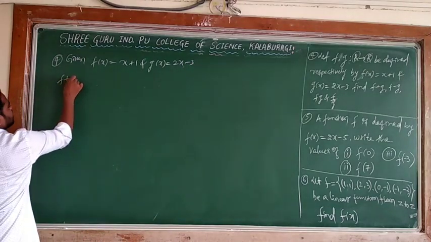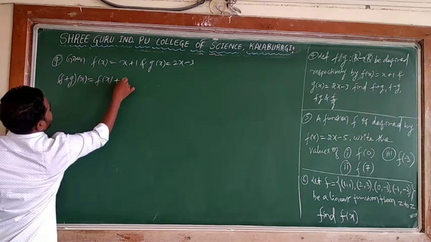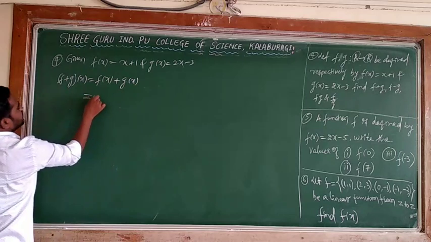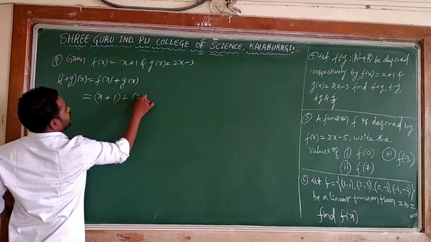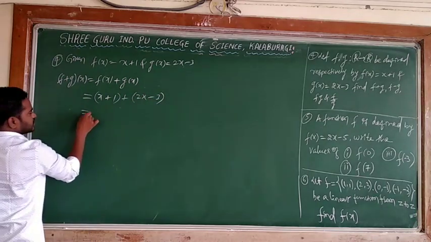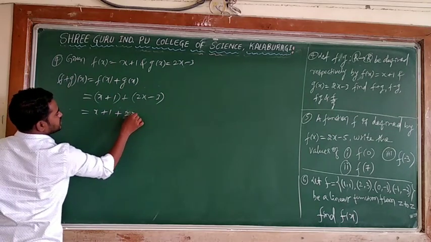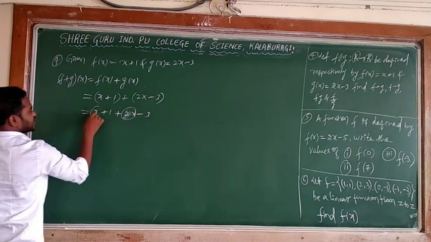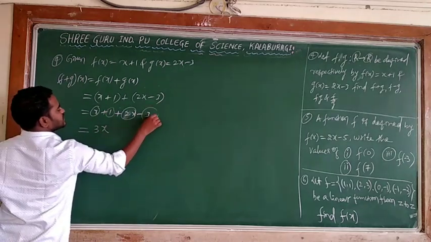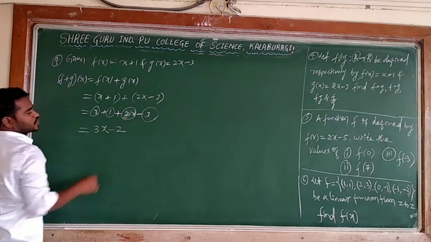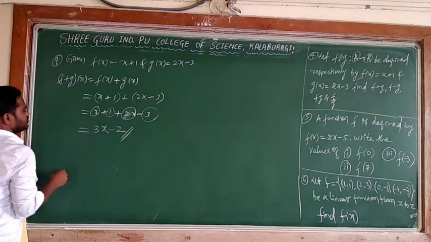First one, (f plus g) of x. Addition, f of x plus g of x. What is f of x? F of x is x plus 1. If you want you can take brackets also. Plus 2x minus 3. Open the brackets. X plus 1 plus 2x minus 3. 2x plus x, like terms, I can say 3x. Plus 1 minus 3. Is it minus 2? 1 minus 3 is minus 2. This is the addition of the functions.